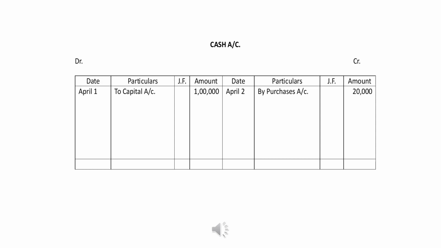under particulars we will write the account that is being debited when cash is being credited. And here, which account is being debited when cash is being credited with 20,000 rupees? Purchases account. So simply under particulars, we will write by purchases account. So please remember, whenever you write the entries on the debit side, it begins with to, and when you write entries on the credit side, it begins with by.